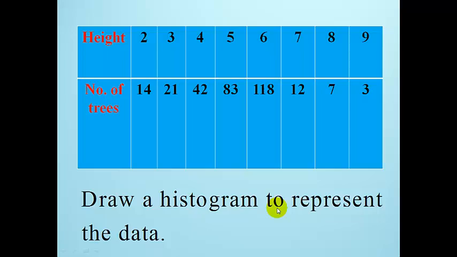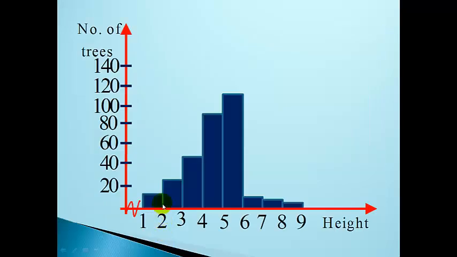Now draw a histogram to represent the data. And this is our histogram. We have the height on the x-axis, and we have the number of trees, that's the frequency, on the y-axis. We start from 1. Take note that this is the origin. Now starting from 1, let's go to the table and look at something.